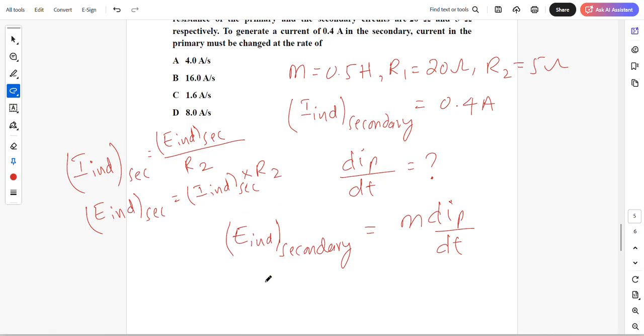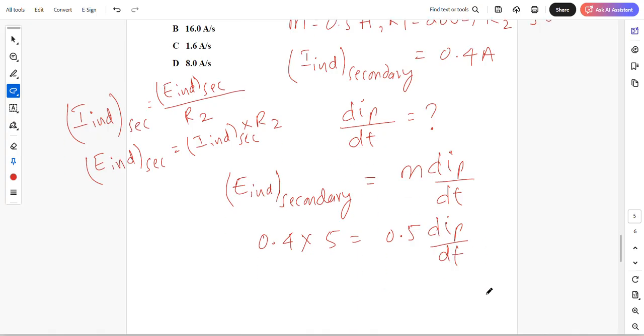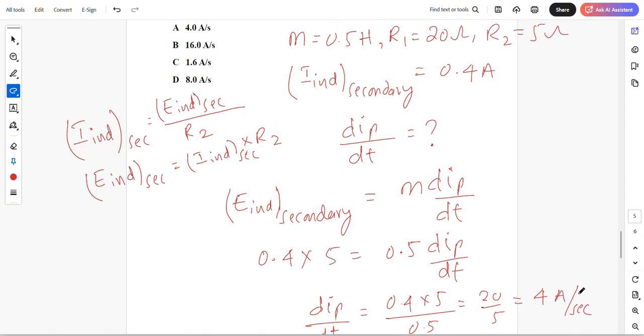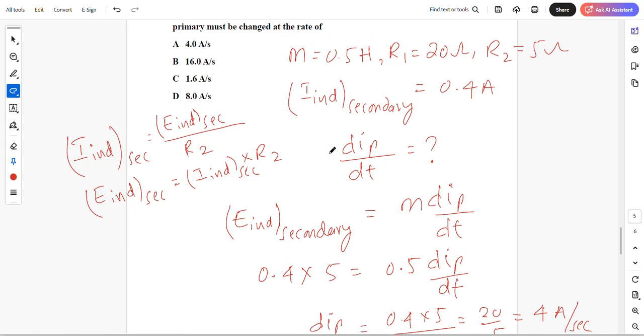So I induced into R2 is 0.4 into 5. Very good. M is 0.5. We do not know dIP by dt. That is what they are asking us to calculate. So dIP by dt is 0.4 into 5 divided by 0.5. So 20 by 5 is 4 amperes per second, which is the right answer here.